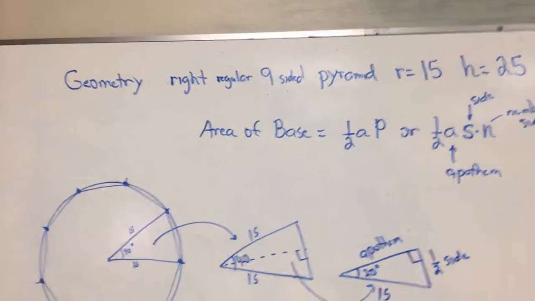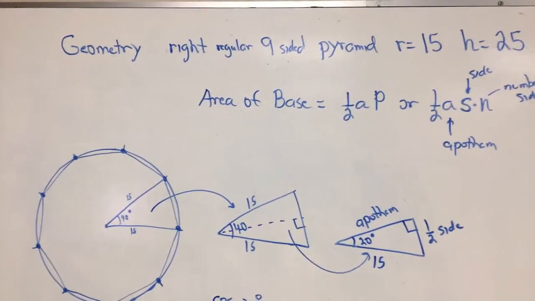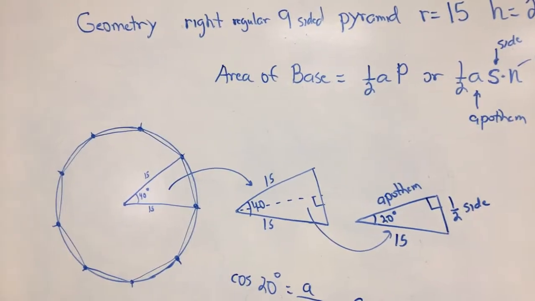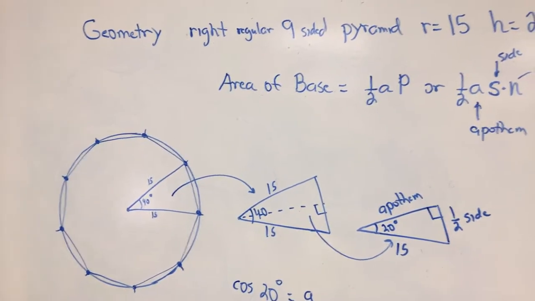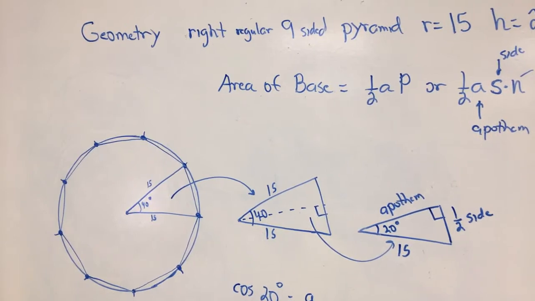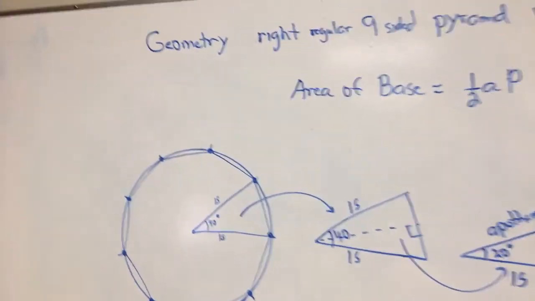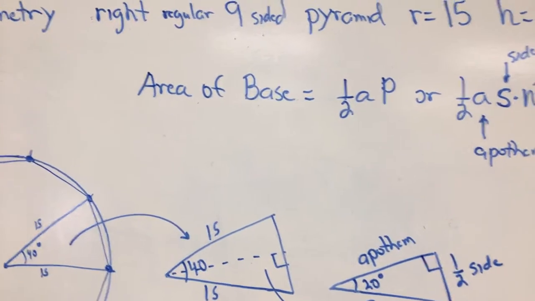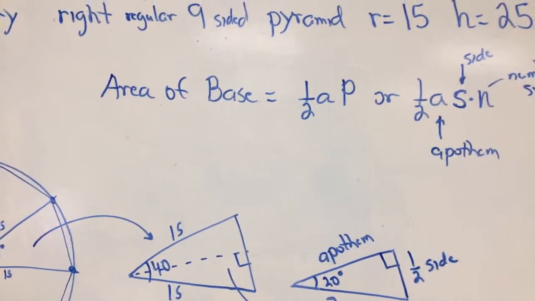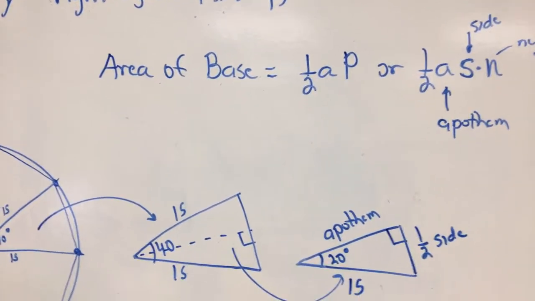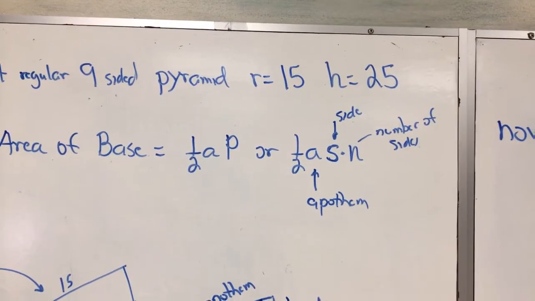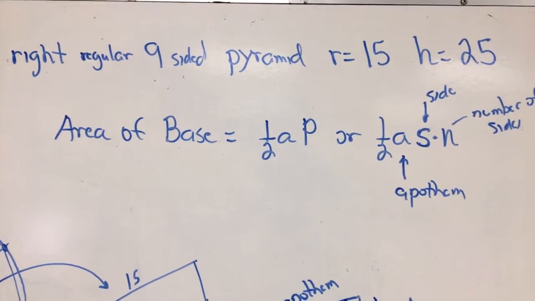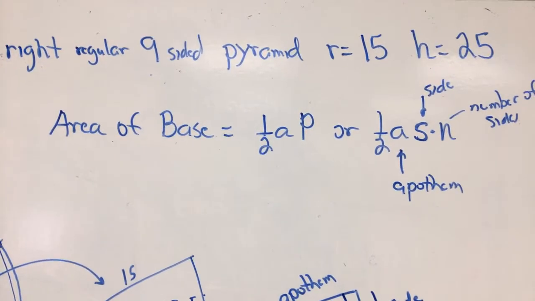The first thing you have to find, if you're going to find the volume and the surface area of your right pyramid, however many sides it has, is the area of the base. To find the area of the base, I need 1/2 the apothem times the perimeter. Well, I don't have any of that. All I know is that I have a radius of 15 and a height of 25. To find the area of the base, that 15 is what I'm going to use. That is a radius of 15.